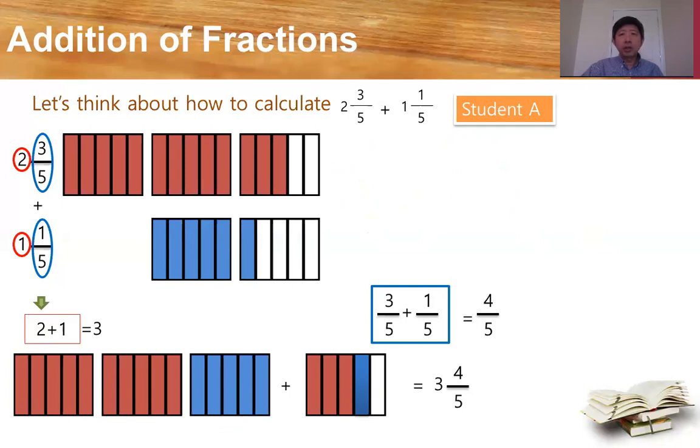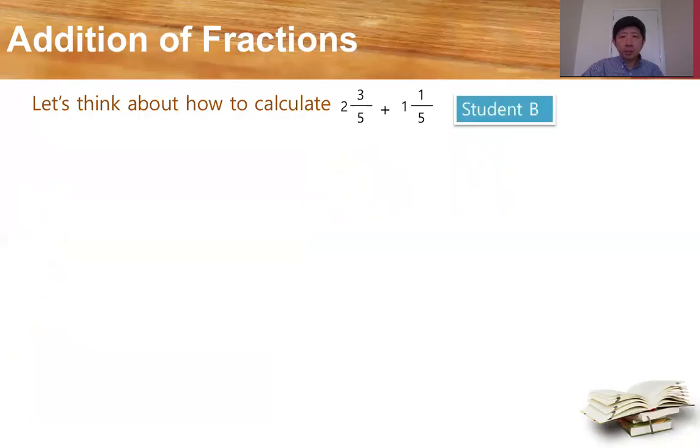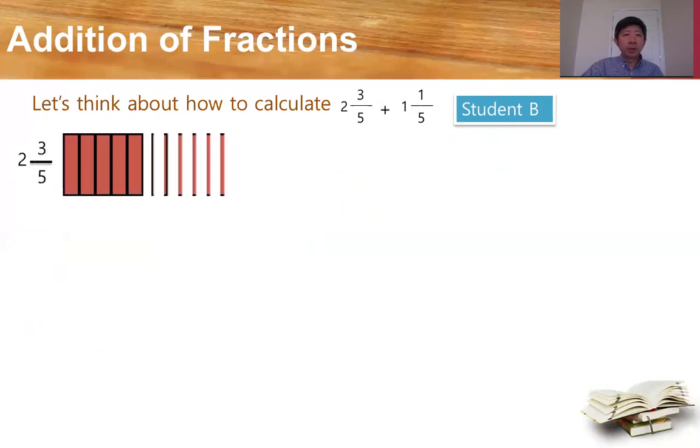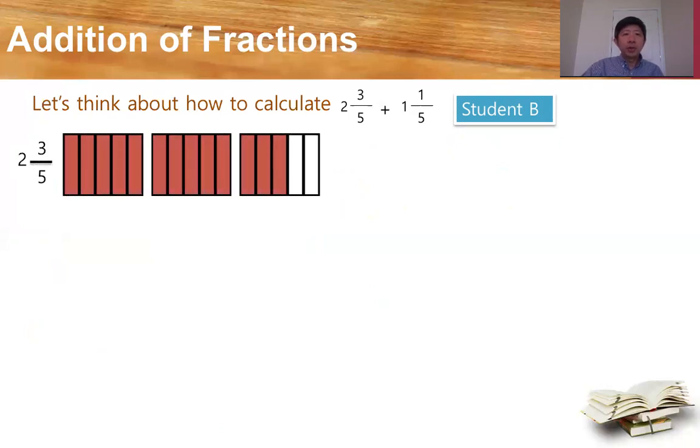Okay, let's take a look at another example, from student B's response for 2 and 3/5 plus 1 and 1/5. So this represents 2 and 3/5. Make sense? Yes. What about the next one?